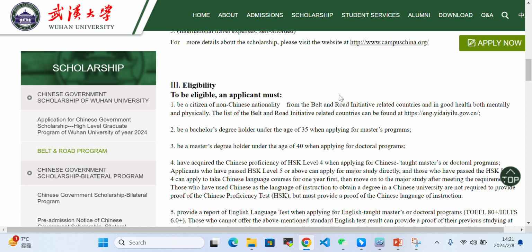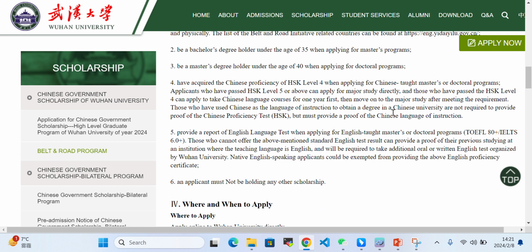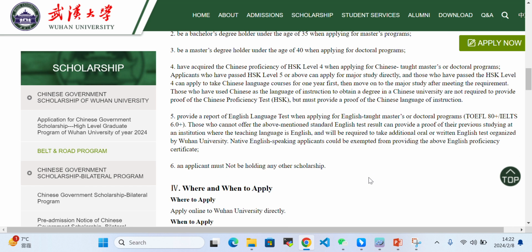What are the eligibility criteria? Must be a citizen of non-Chinese nationality, be a bachelor's degree holder or master's degree holder under the age limit, and have acquired Chinese proficiency HSK level 4 when applying for Chinese taught program. Similarly, if you are applying for English taught program, then you can have TOEFL or IELTS, or those who cannot offer the above mentioned standard English test result can provide a proof of their previous studying at an institution where the teaching language is English. So you can get the English proficiency certificate from your previous university.